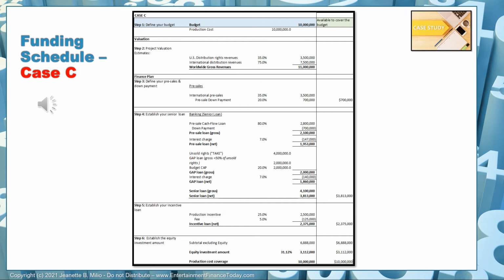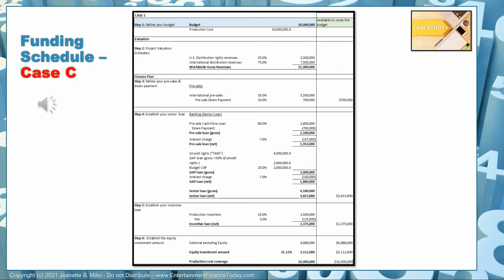Now the bank will actually give us a gap loan, and we have to figure out how much that is by first establishing our unsold rights value. That we do by taking our international distribution revenues of $7.5 million and deducting the pre-sales that we have secured, which were $3.5 million. So we're left with $4 million worth of rights that we can still sell. The bank will take this under consideration and give us a $2 million gap loan.